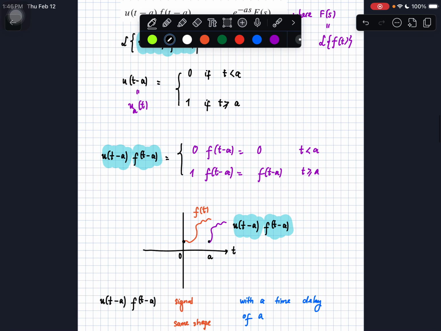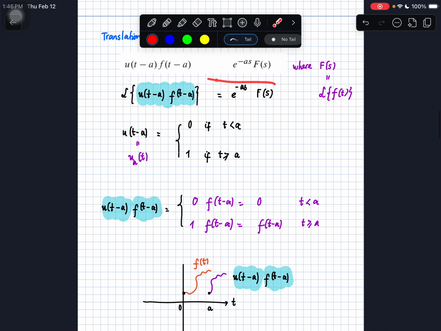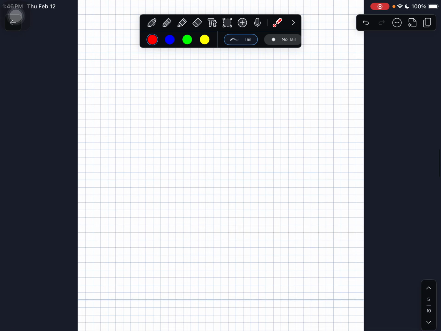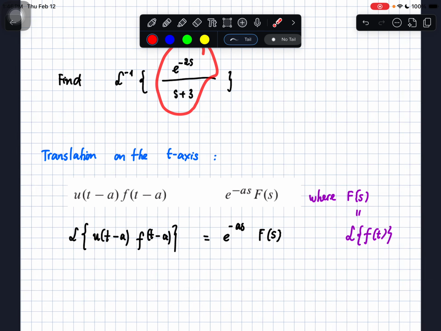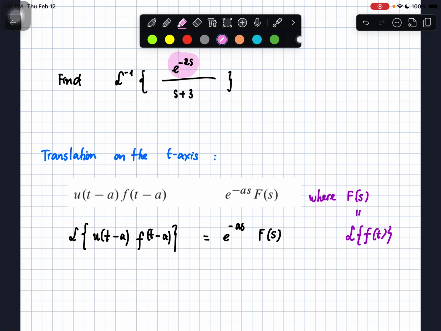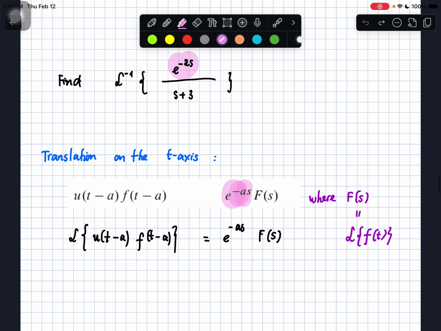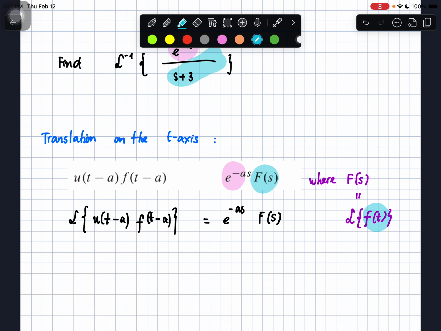So now let's use this theorem to compute the inverse transform of some function. Find the inverse transform of this function. Here you see that there is an e to the power minus 2s. The theorem says if we have e to the power minus as F of s, so our function F of s is 1 divided by s plus 3. So we first need to find what small f of t is.